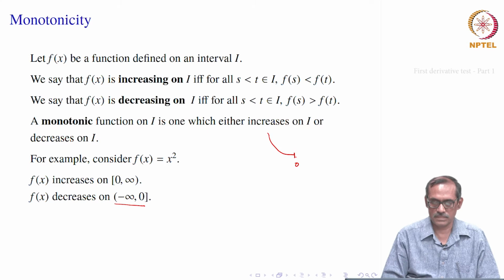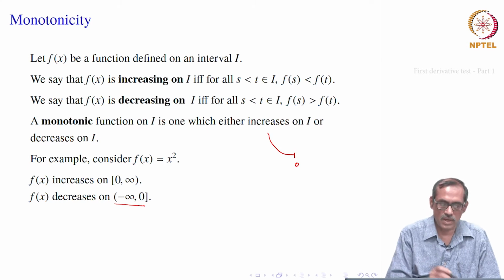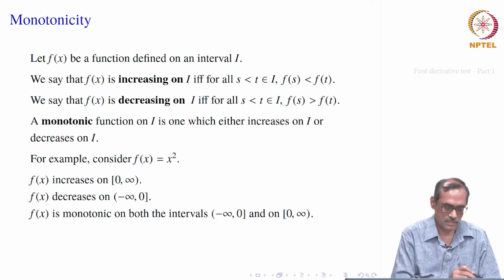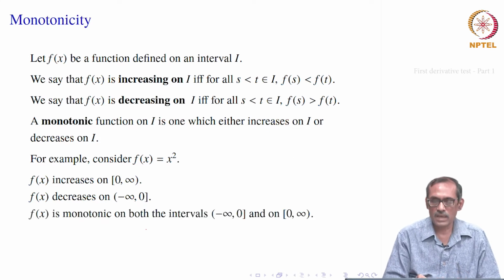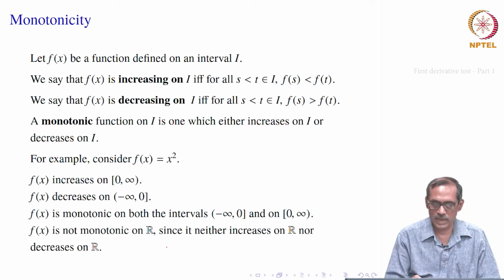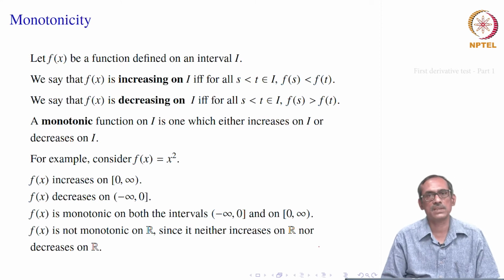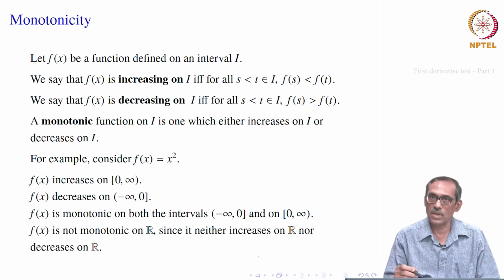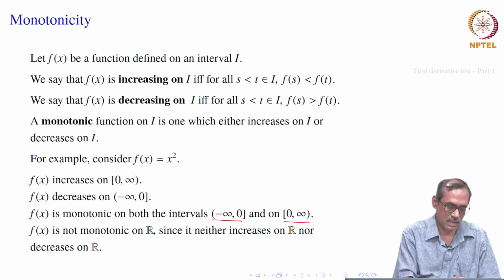So, it is decreasing. So, it increases on 0 to infinity, closed at 0, and decreases on minus infinity to 0. So, it is monotonic on minus infinity to 0, and it is also monotonic on 0 to infinity, one of them increasing or decreasing. But on the whole of R, if you take that interval, it neither increases nor decreases. So, it is not monotonic on R, but it is monotonic on these two subintervals. At one place it is decreasing, at another place it is increasing.